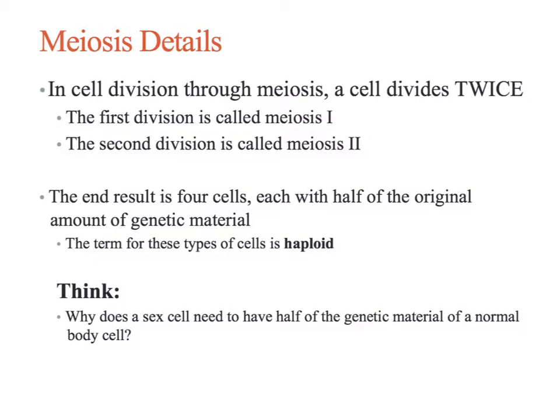So meiosis again has 2 nuclear divisions. The first division we refer to as meiosis I. The second division is called meiosis II, and the end result again is you're going to end up with 4 cells that have half the original amount of genetic material. So you're going to end up with 4 haploid cells.